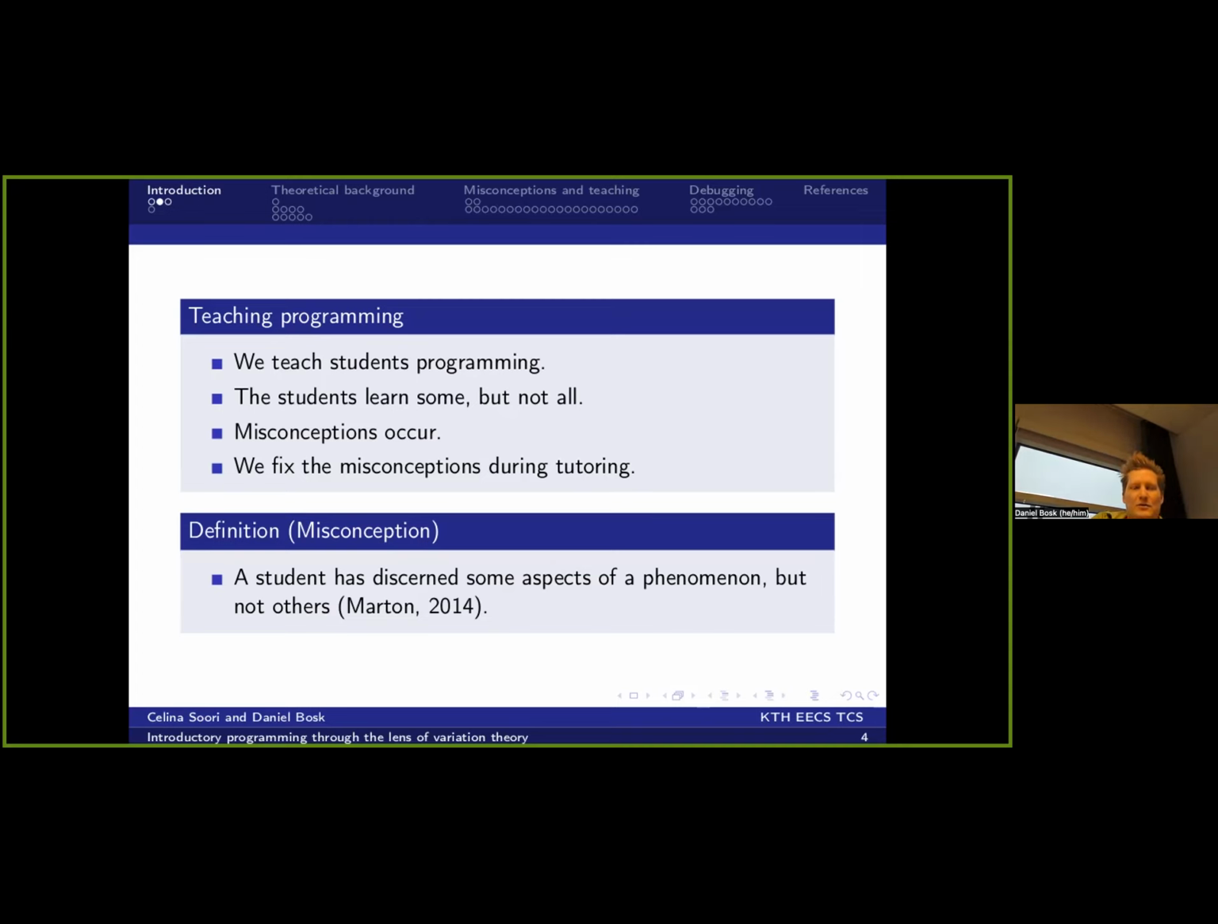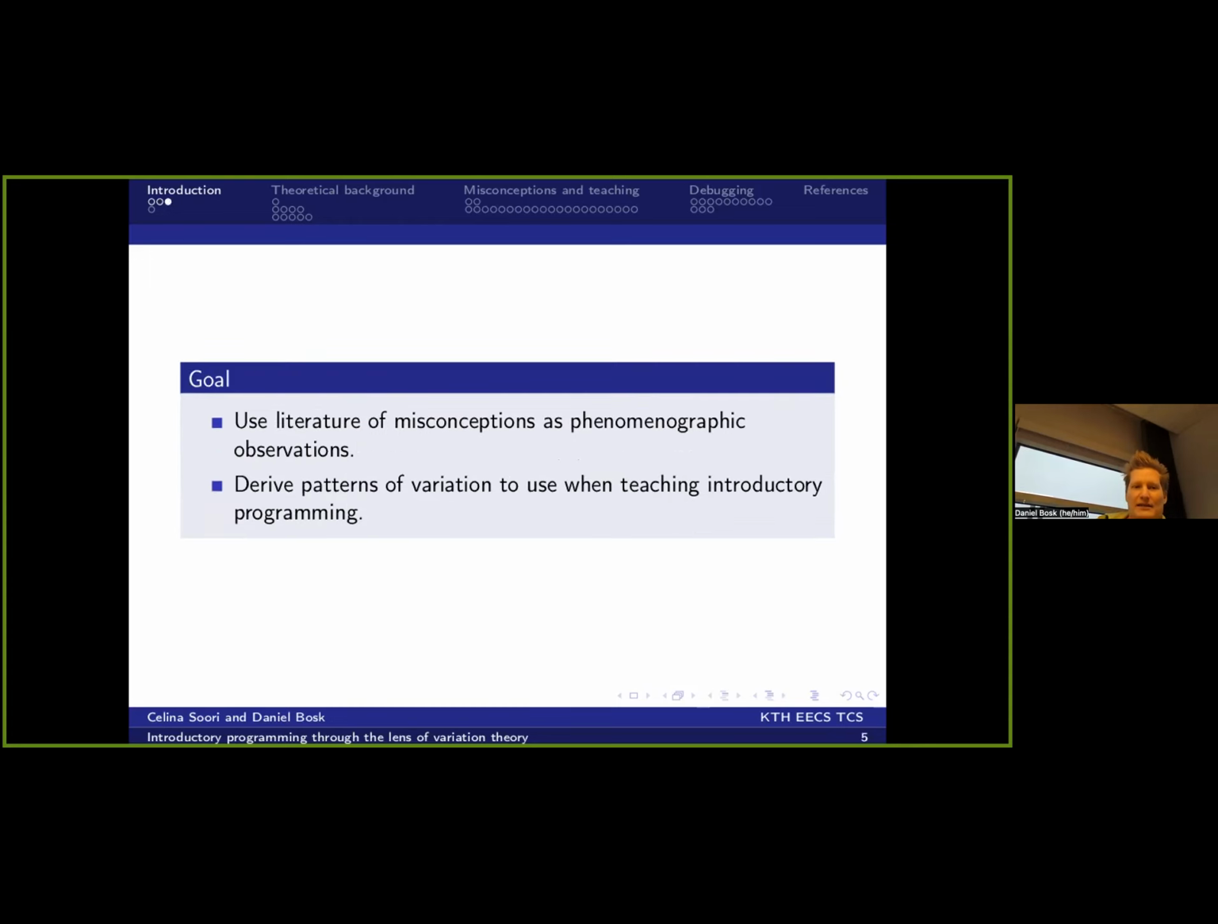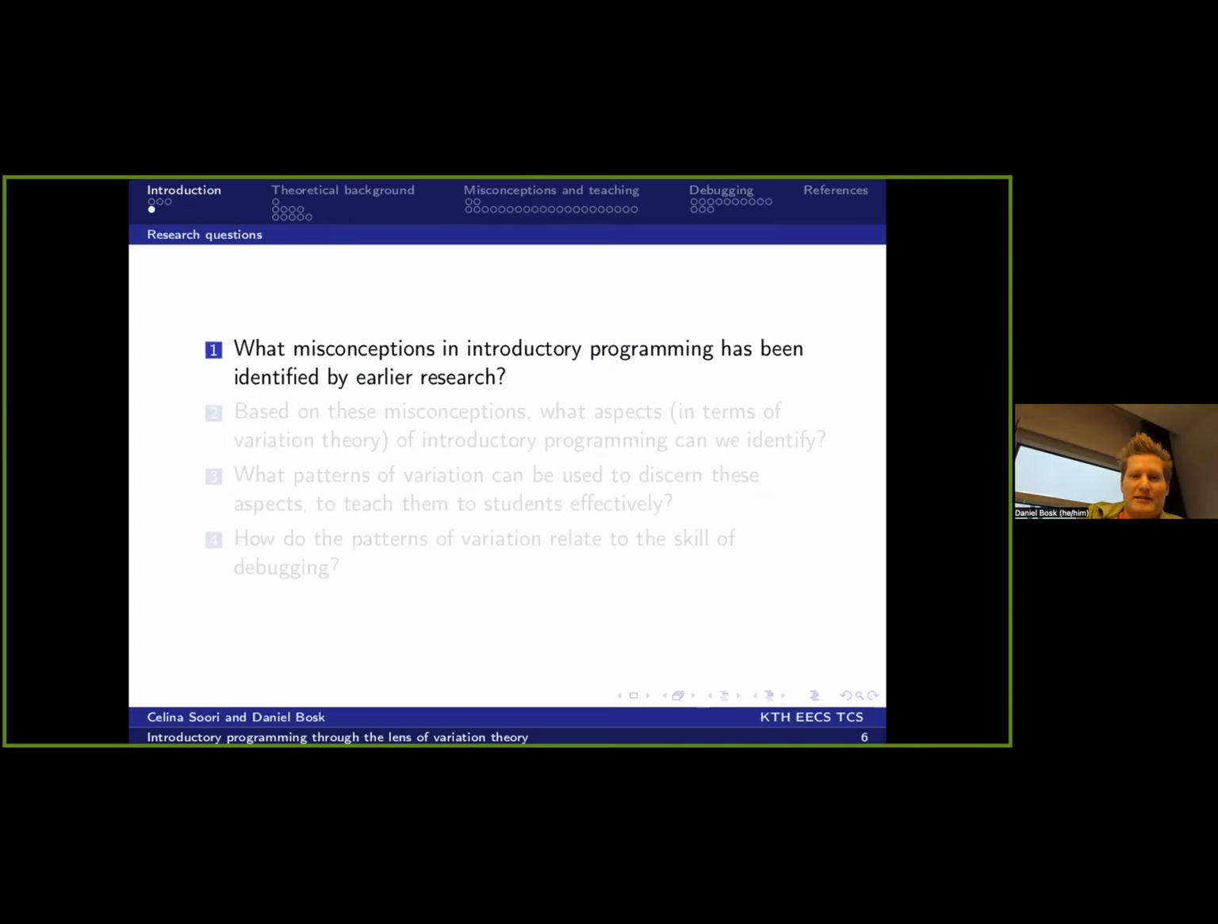So we want to use the literature on misconceptions. There are quite some papers on that topic. We use those as phenomenographic observations and then apply variation theory to derive patterns of variation that we can use for teaching programming. So that's the overall view. And if you didn't follow exactly what that means, I'll dive into the details and give you a better description.